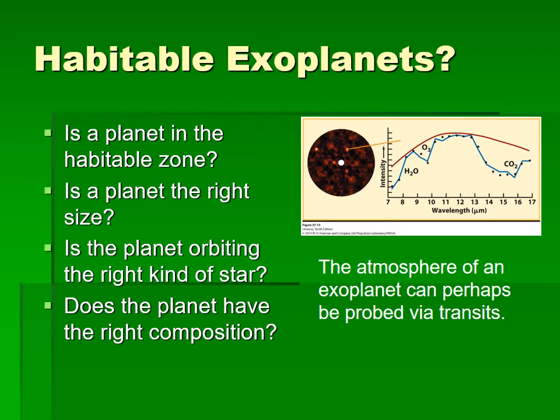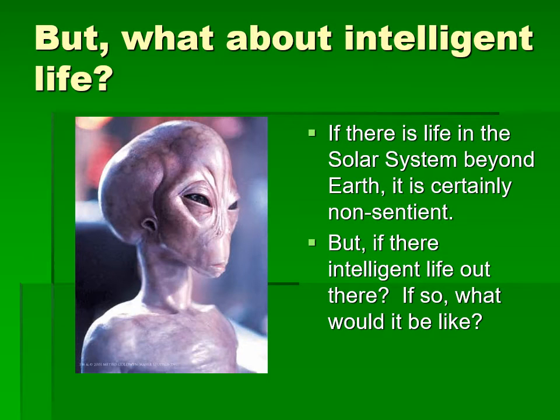Now, one of the problems is that we want to figure out what the atmosphere of a planet is like. We can't actually see the atmosphere itself, but if the planet passes in front of a star, then the atmosphere passes in front of the star, and it might show up in the spectrum of the star.